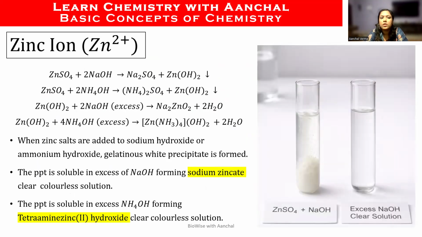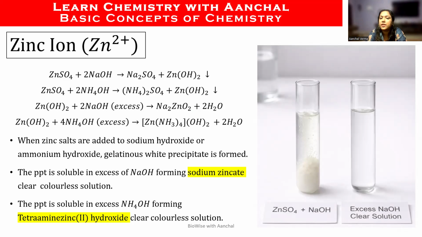Moving to the next, zinc ion. Now, there are three metal cations which are white in color and they give a white precipitate. How will you remember the precipitate? Zinc, gelatinous. Lead, you write pencil lead, though they don't have the same chemical composition, just as a trick to remember, chalky white. And calcium, where is calcium present? In milk. So milky white. As we proceed, you'll understand.